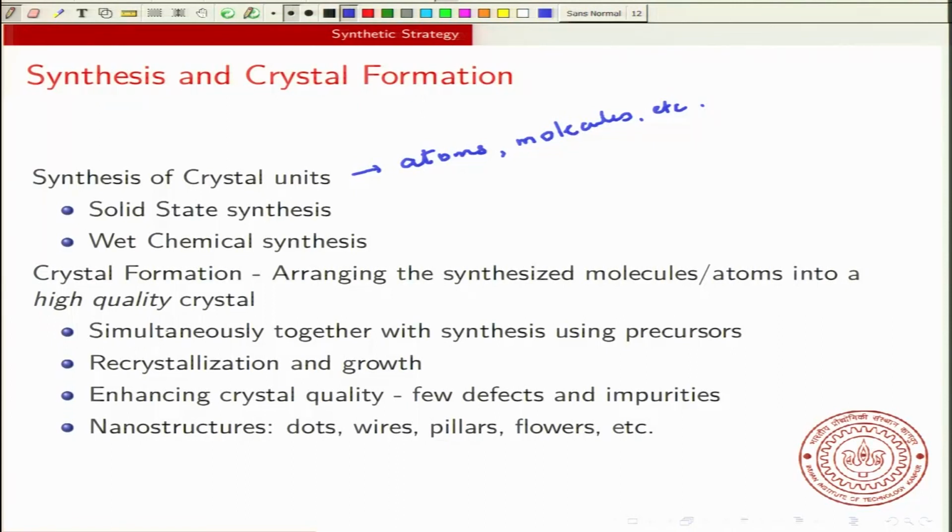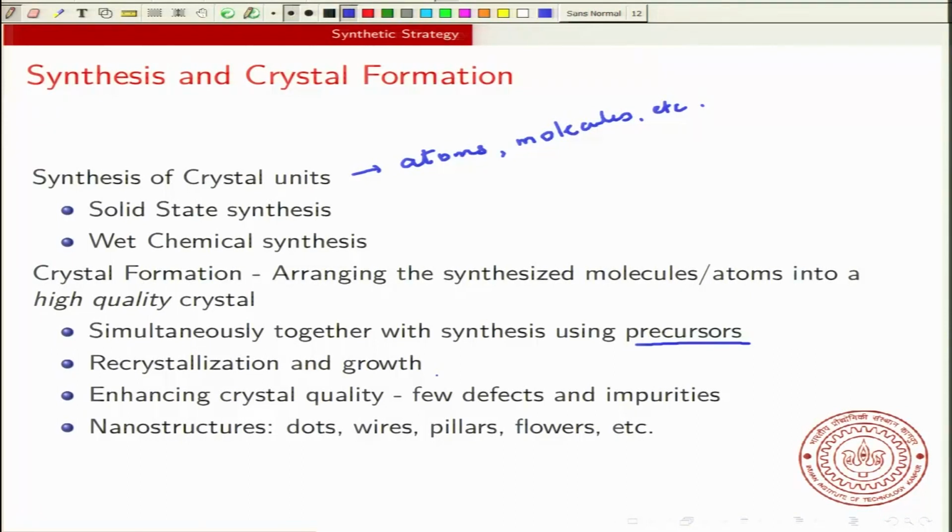Sometimes this crystal formation takes place simultaneously together with synthesis. So, you start using certain things called precursors, and you simultaneously accomplish both the synthesis and the crystal formation. But in many other cases, you often do the solid state synthesis and then you recrystallize your sample. So in your first step of synthesis, you get a very poor quality crystal, and what is done is you recrystallize it, okay, or we use the term we grow the crystal.